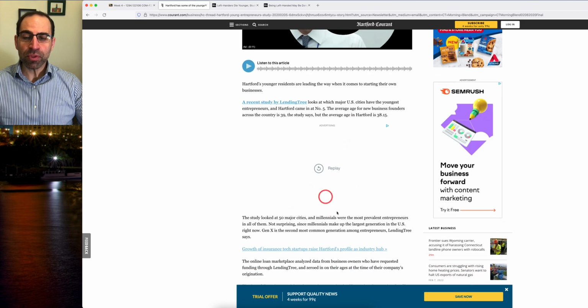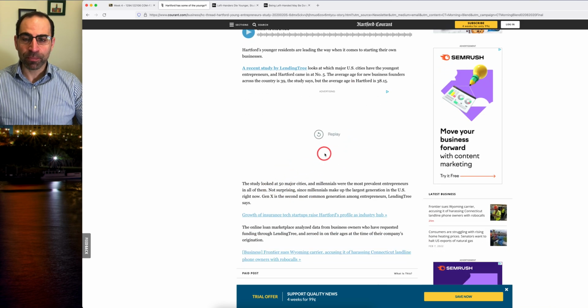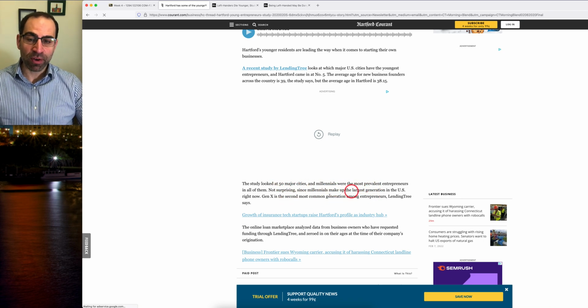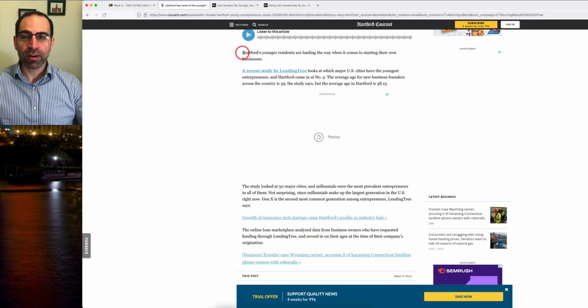And I'll even include this as part of the nut graph too. The study looked at 50 major cities, and millennials were the most prevalent entrepreneurs of them all. Not surprising, since millennials make up the largest generation in the U.S. right now. Gen X is the second most, right? So they're getting you a little bit more details. Even if I just read this lead, and I'll put these two together as a nut graph, even just this right here, I know a lot of the details.